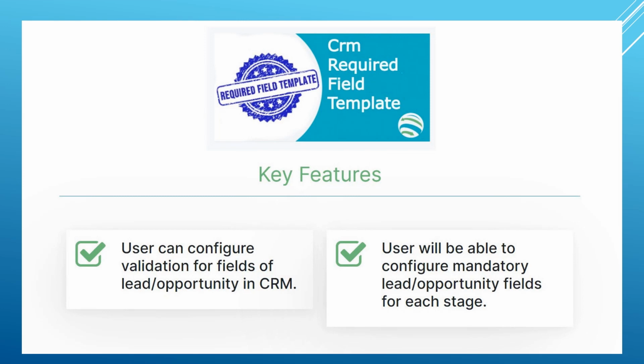The key feature is that the user can configure validation for the fields of the lead opportunity in CRM. You will be able to configure the mandatory lead opportunity fields for each stage, that is, in which stage which fields need to be mandatory. Okay, so let's see how we can do it in Odoo.